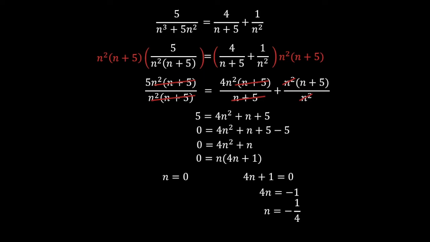Now, if you try plugging in n equals 0 to our rational expression, you would get an undefined expression. Therefore, n equals 0 is an extraneous solution. The only possible value of n in this example is negative 1/4, and that is our solution set.